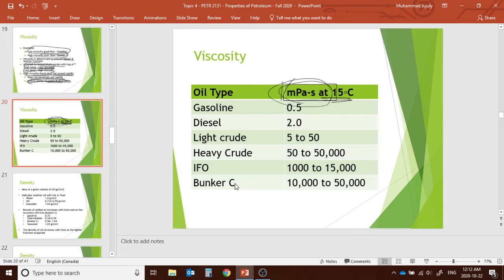What are the typical viscosities? Gasoline 0.5, diesel 2, light crude 5 to 50, and you can see the bunker is 10,000 to 15,000. That means the gasoline is way less viscous than the bunker fuel, right? Or even the heavy crude oil. Just check the heavy crude oil. The range is huge, from 50 to 50,000. It's massive.